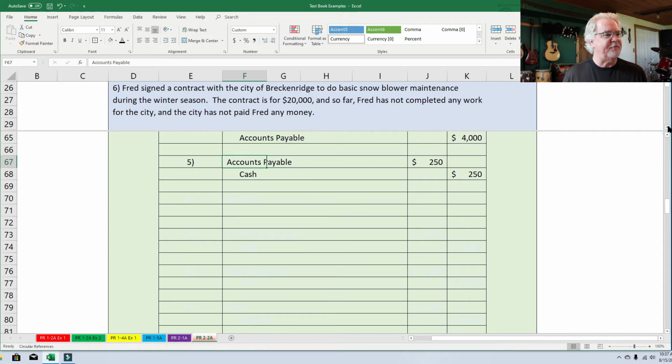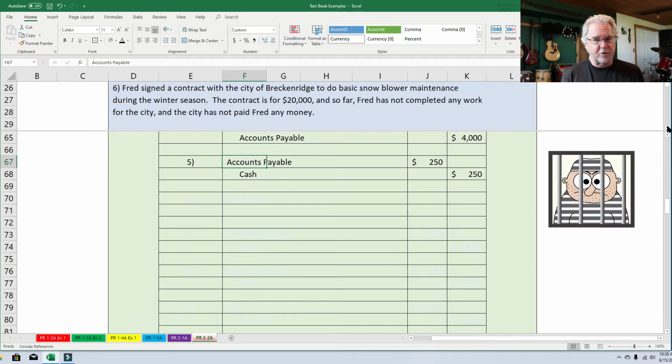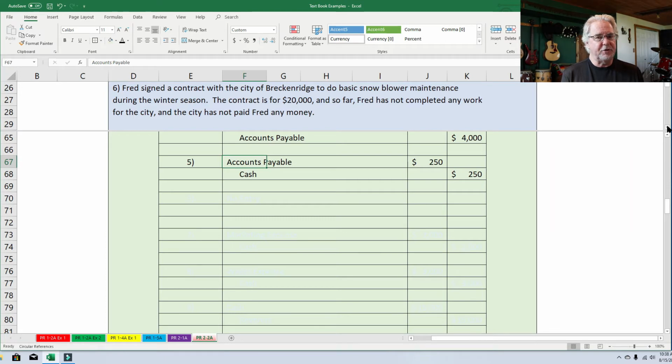Number 6. Fred signed a contract with the city of Breckenridge to do basic snow blower maintenance during the winter season. The contract is for $20,000, and so far, Fred has not completed any work for the city, and the city has not paid Fred any money. So, ladies and gentlemen, what this means is no work has been done, so you can't claim revenue. That's really important to understand. If you're an accounting major or not, know this: you cannot claim revenue if you've not done your work. A lot of people have gone to prison over this. It's the number one form of accounting fraud, claiming revenue without doing your work.